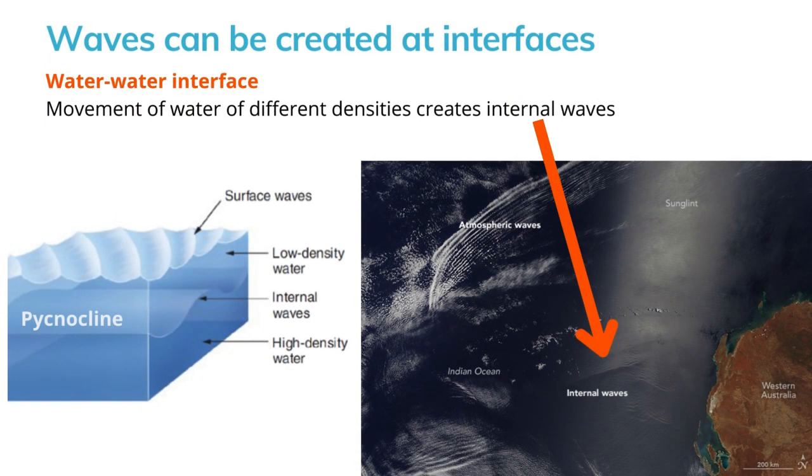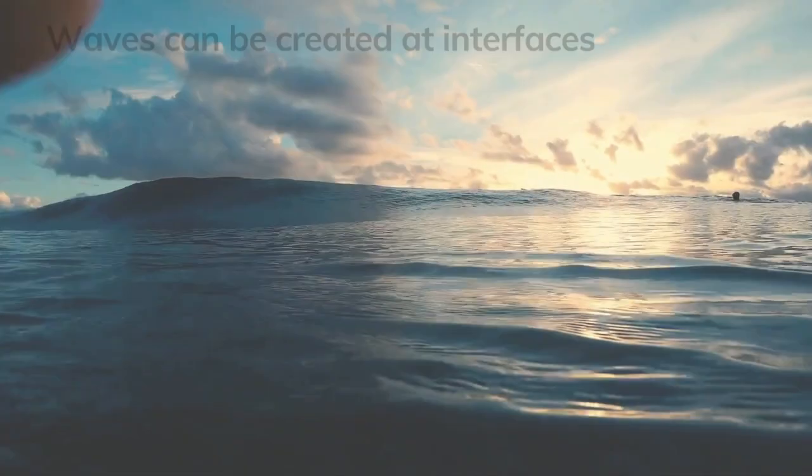Then we have waves at the water-water interface. Here the movement of water of different densities creates internal waves. This kind of waves are associated with a pycnocline, which is a boundary separating two liquid layers of different densities.